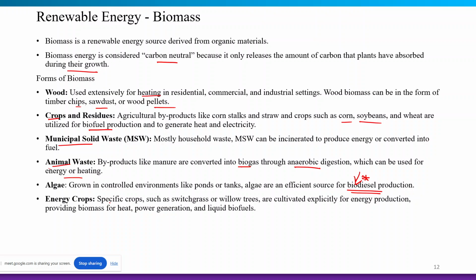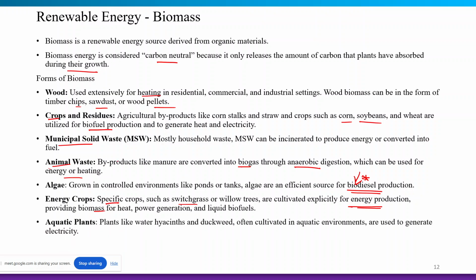Now, energy crops are specific kinds of crops, like switchgrass, cultivated explicitly for energy production, providing biomass for heat and power generation, as well as the liquid biofuels we can get from these crops. Aquatic plants like duckweed grow in the water environment, are often cultivated in the aquatic environment, and are used to generate electricity.